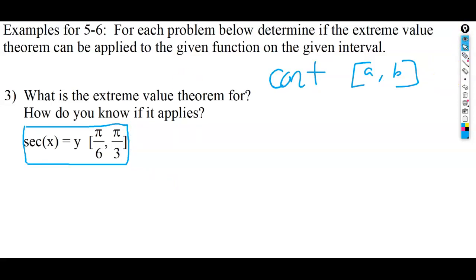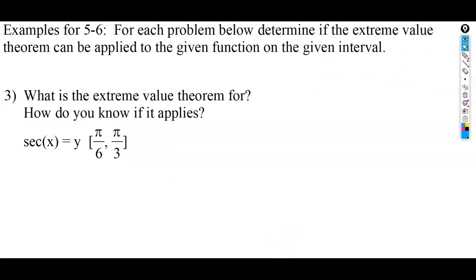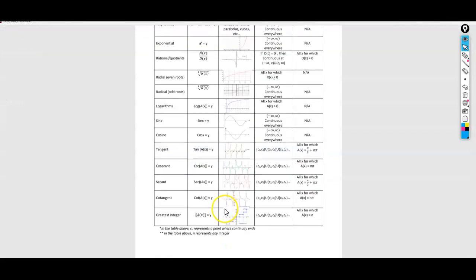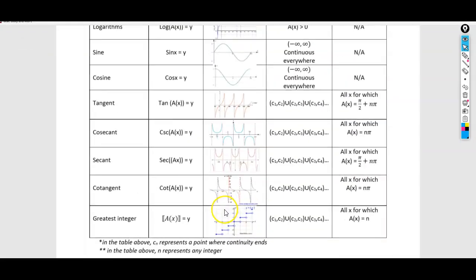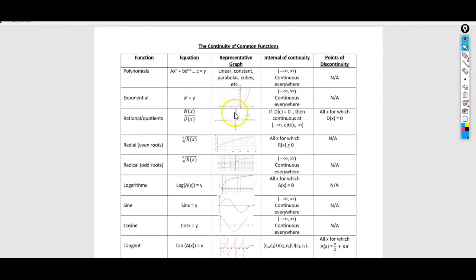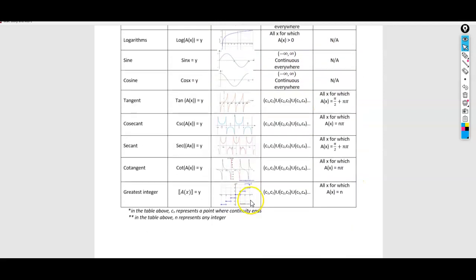One way is to use a handout which I gave to you guys a little while back, and I'll also include it in this week's lesson for you. Where is it? Here we go. All right, so this is what I call the continuity of common functions worksheet. It tells you where they're continuous and where they're discontinuous.